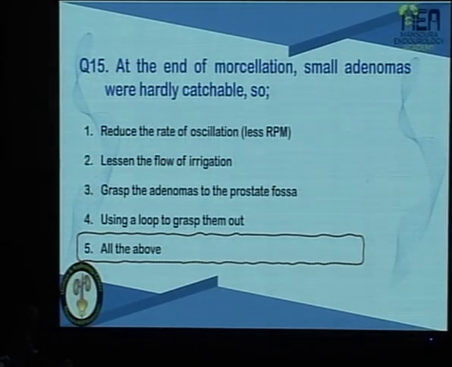And we have the serrated loop, the giant serrated loop, that can be used to grasp the adenoma and extract everything out as one piece. The crown loop.